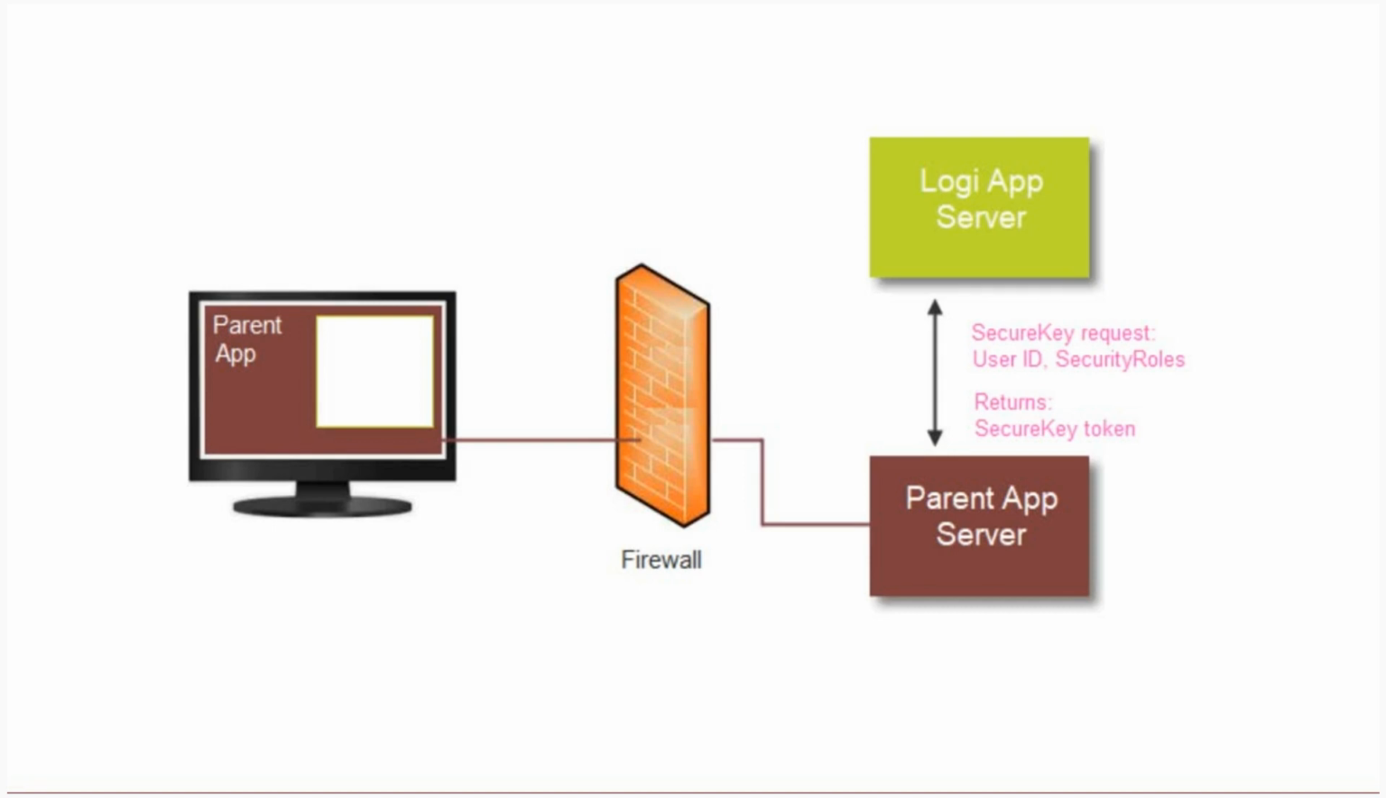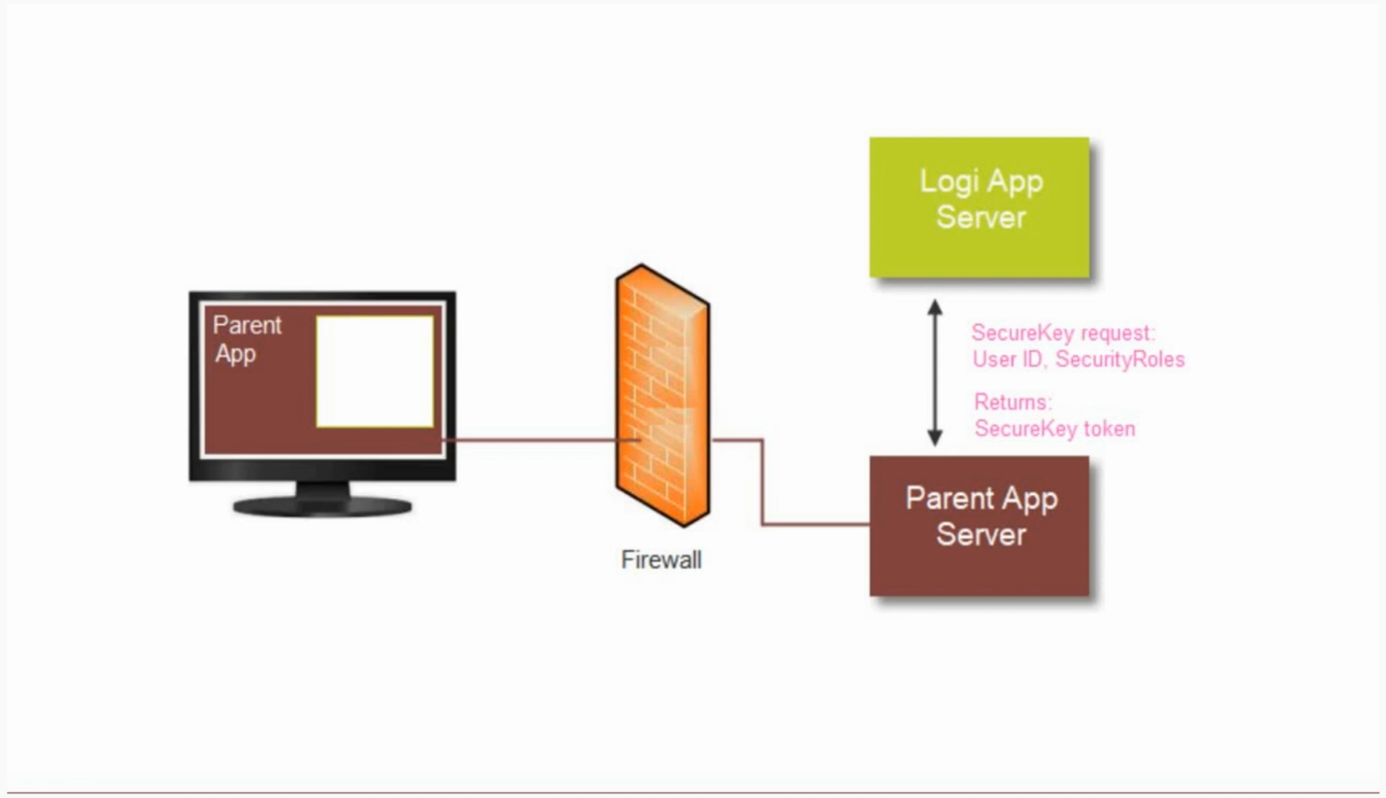After the parent application authenticates the user, the page that includes the embedded Logi application loads. The parent application sends the Logi application a request for a SecureKey token. The request includes the user ID, any roles and/or rights, and the user's machine's IP address.